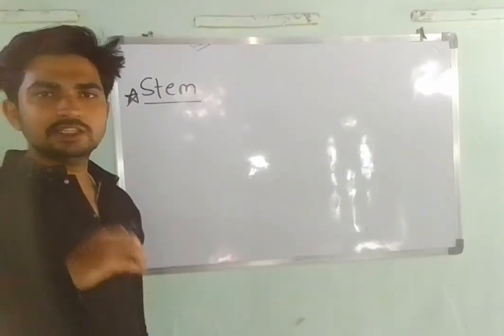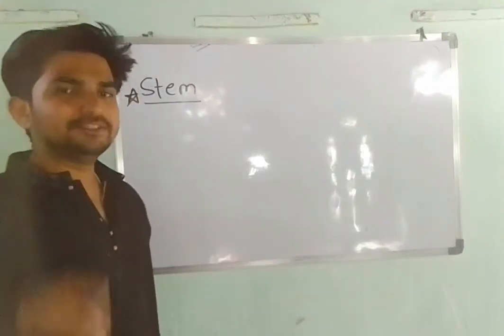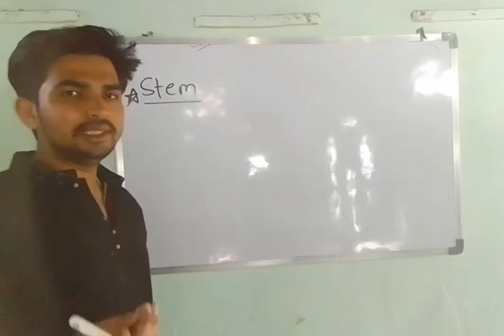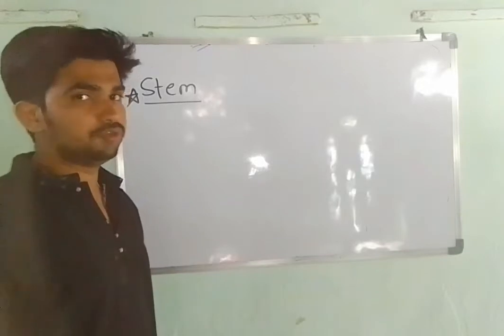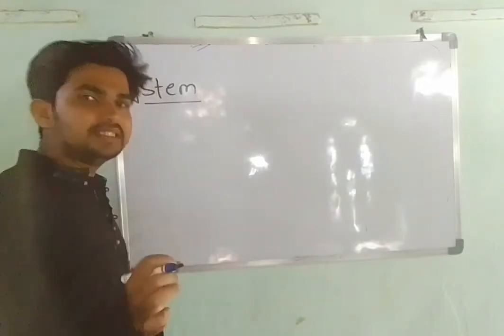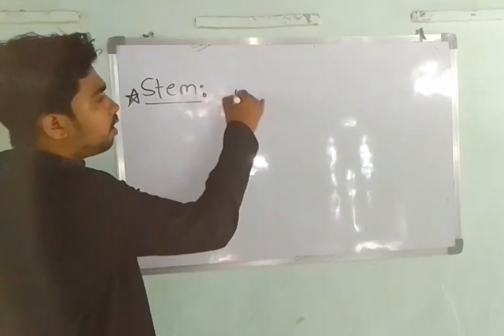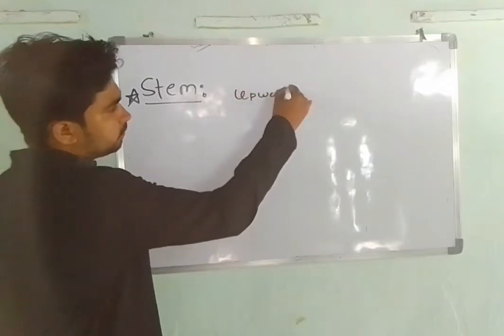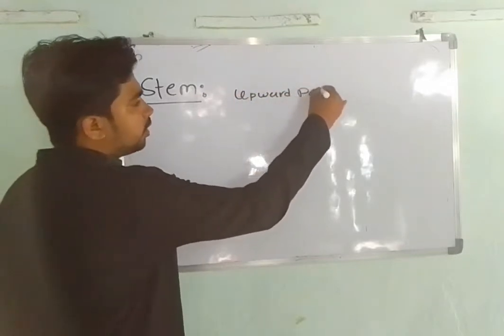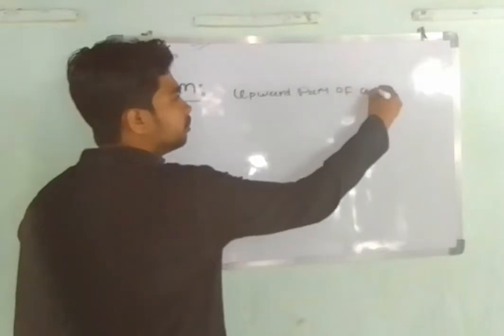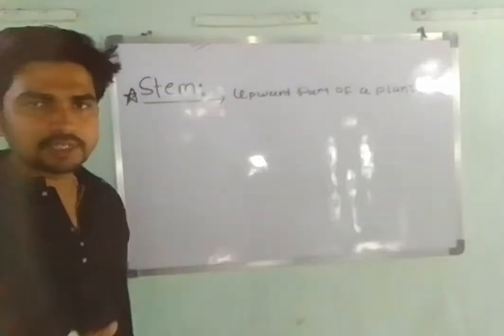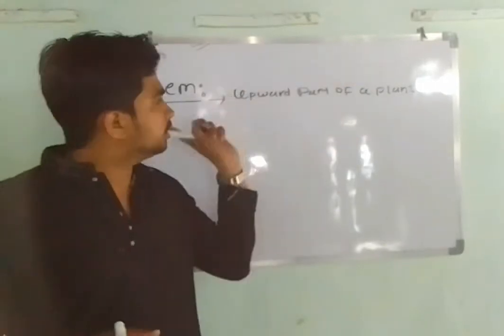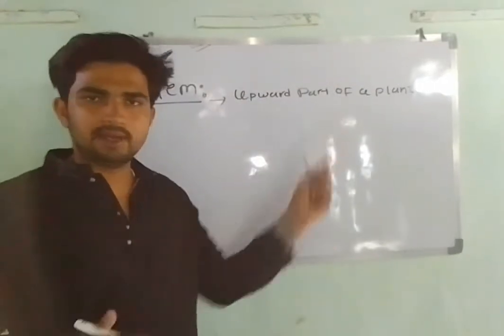Simply, when we go outside, or even at home, we see a lot of stems present in the atmosphere. Basically, the stem is the upward part of a plant. But do you know about this? Some stems are also present underground, but most of the time the stem is the upward part of the plant.